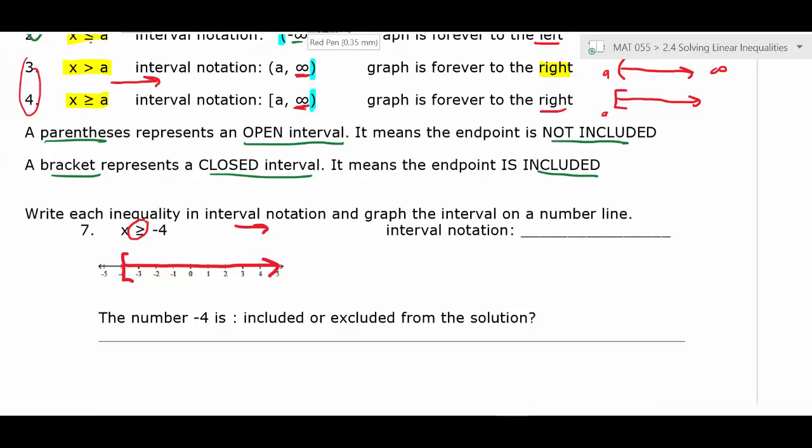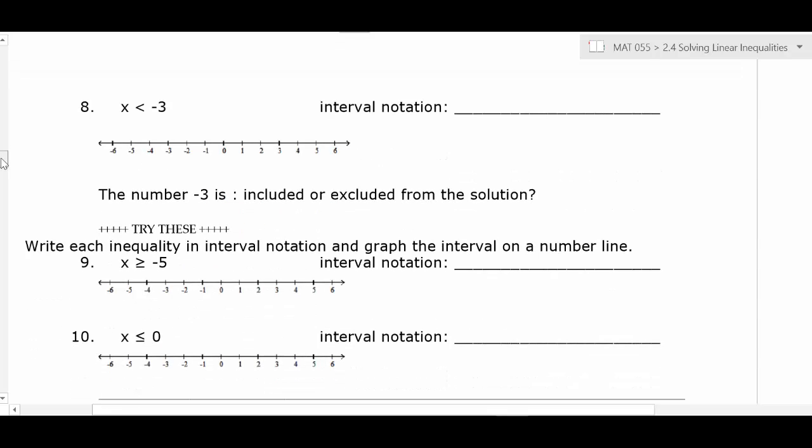And then there are a couple of things on this. -4 is included because of the equal to bar. And then interval notation goes like this. You always have a comma. Start, comma, finish. Okay? It starts at -4. Since it goes forever to the right, infinity goes on the right. You bracket the -4, but you use a parenthesis on infinity. So that's how that goes. Okay, moving to the next page.